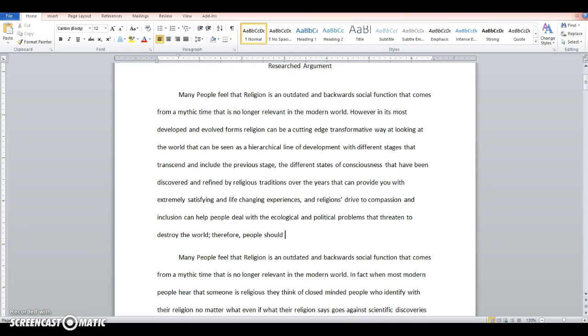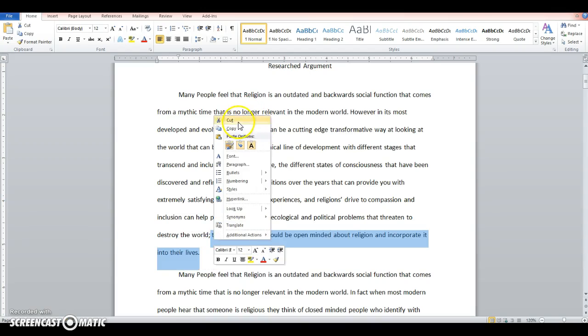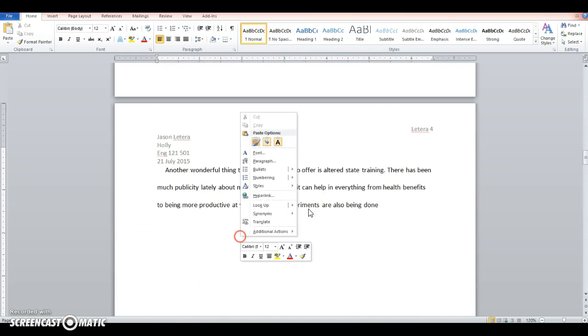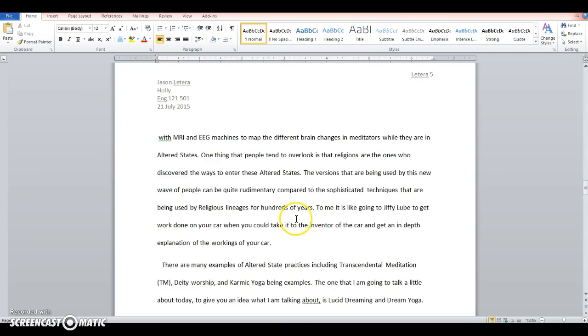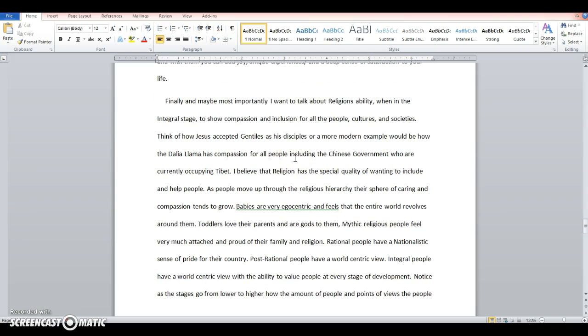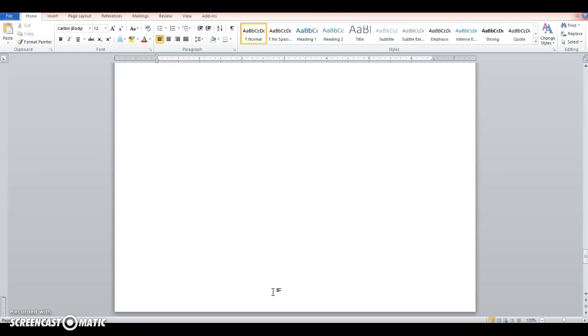People should be open-minded, maybe. Let's just be real vague about it. Incorporate it. And this is very vague in the thesis here, but you would want to discuss this proposal in an actual paragraph before your conclusion, where you talk about the implementation of this and how you think people should practice religion and to what extent. That would be before your conclusion, so you would still need to add a conclusion.